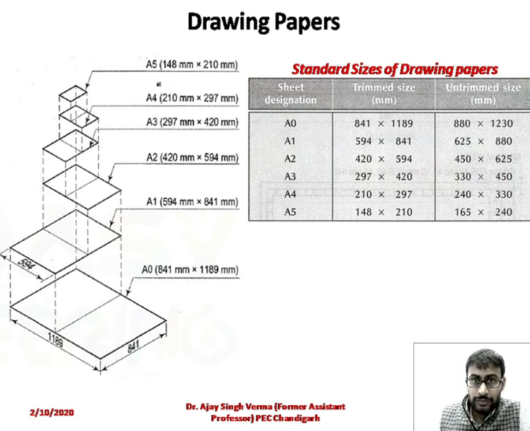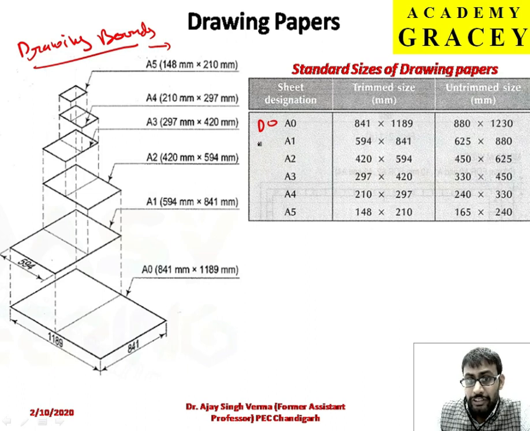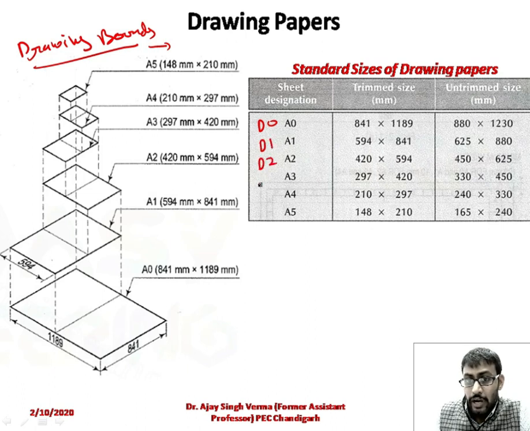Next, we already talked about the drawing boards and their sizes. For the A0 sheet we will go for the D0, for the A1 sheet we will go for the D1, for the A2 sheet we will go for the D2, and for the A3 sheet we will go for the D3 drawing boards.